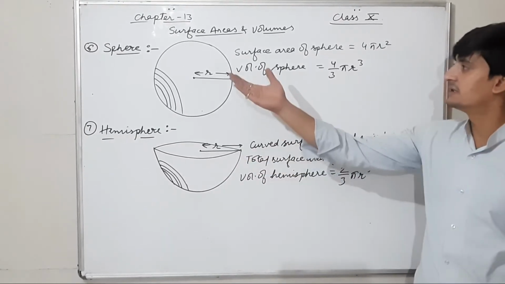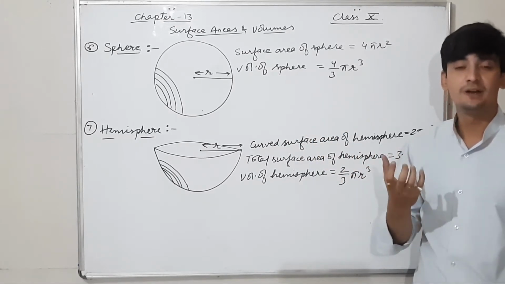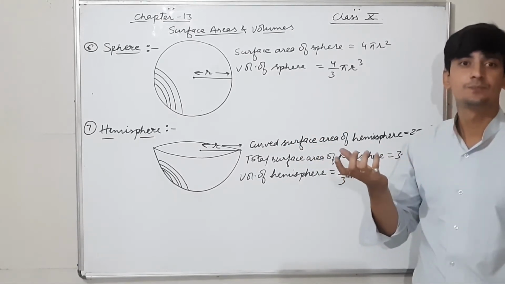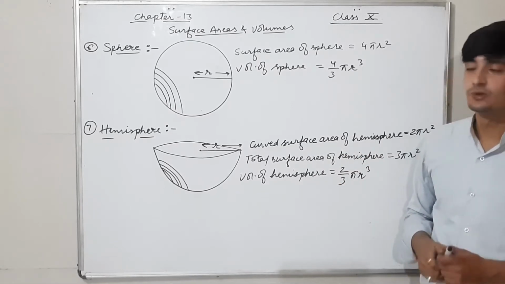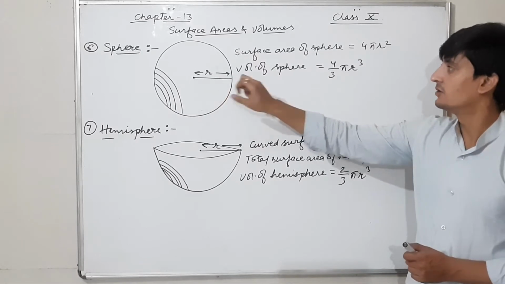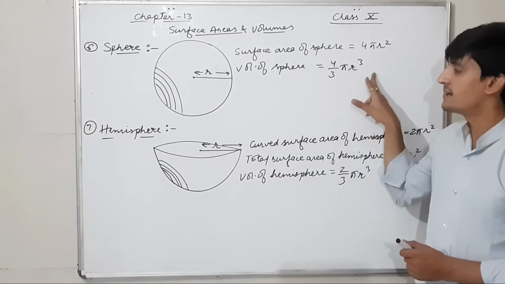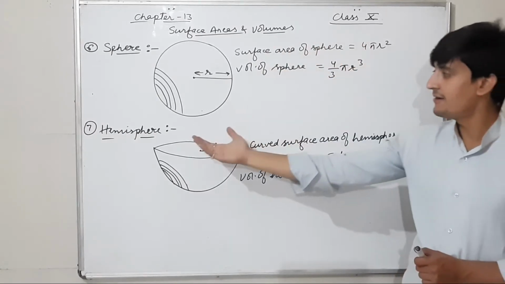Next we have sphere. A sphere is like a cricket ball, badminton shuttle, football, or basketball; these are some examples of a sphere. Now here we have radius r. The surface area of a sphere is 4 pi r square, and the volume of a sphere is 4 by 3 pi r cube. Now next we have hemisphere.